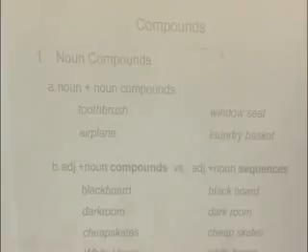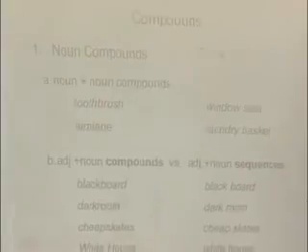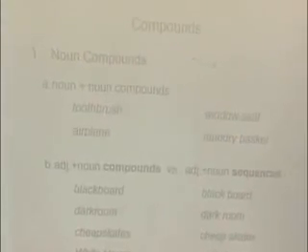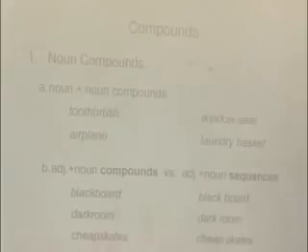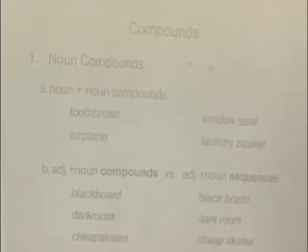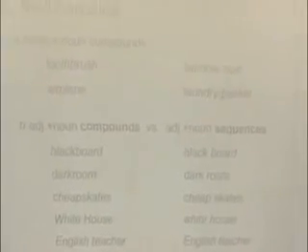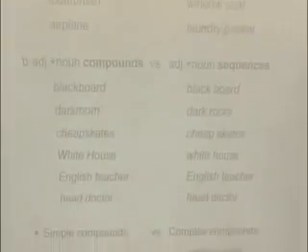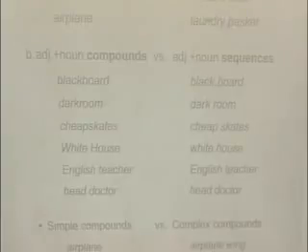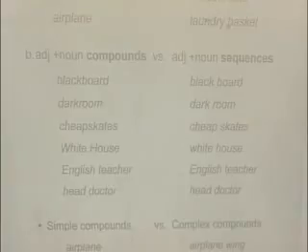Noun compounds can actually consist of two nouns, like A, or adjective and nouns, like B. So first A, toothbrush. Repeat after me. Toothbrush. Window seat. Airplane. Laundry basket. Okay? Let's get to B. We could also have adjectives and noun together, and they can form a compound. It could be written as one word, or it could be written as two words.